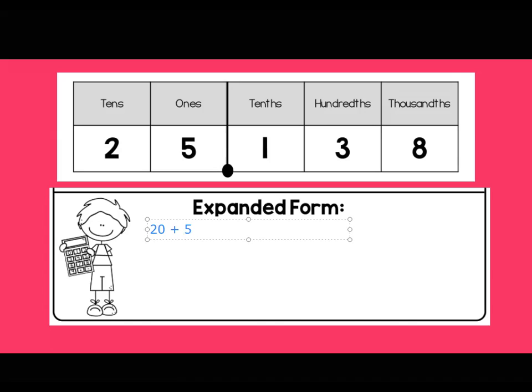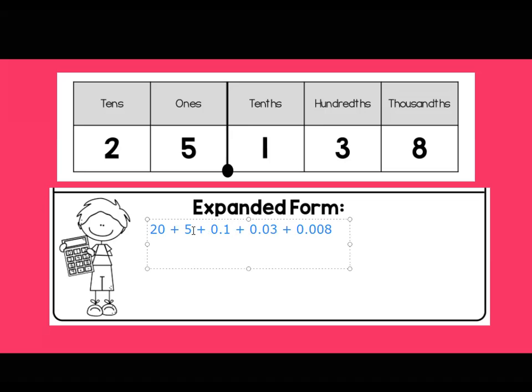So we include that next, plus. Then we continue on to our tenths place. We have a 1 in the tenths place, so the value of the tenths place would be 1/10, plus. Now our hundredths place, we have a 3 in the hundredths place, so the value would be 3 hundredths, plus our last place is thousandths, and yes, there's an 8 there, so the value would be 8 thousandths. So that's one way that we might see this number expanded.